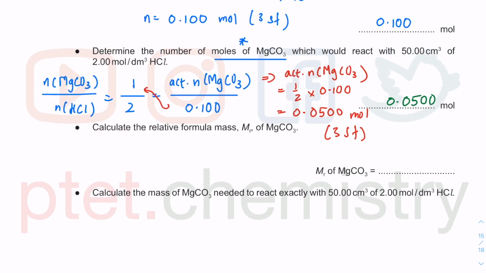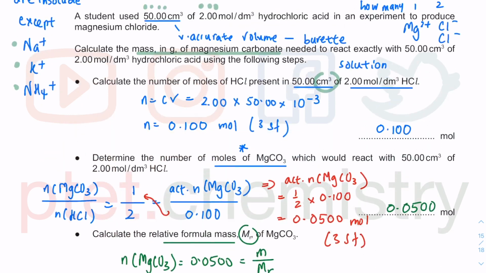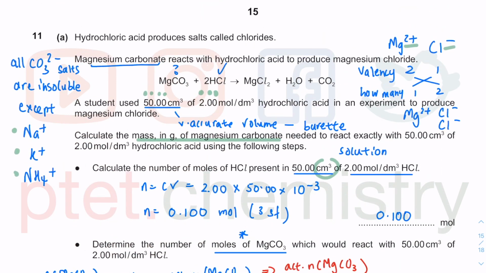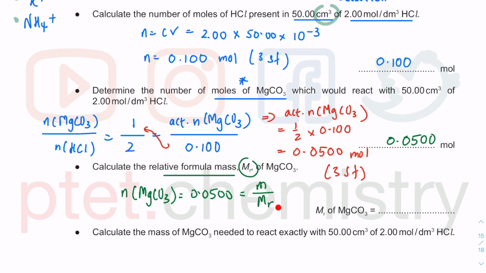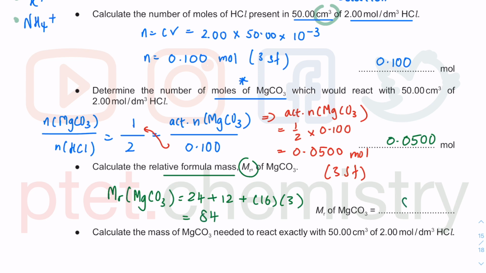Now calculate the relative formula mass, which is Mr. So we know the mole of MgCO3, which was equal to 0.0500. That's to do with the mass over the Mr. Do we know the mass? We actually don't know the mass yet, so we're just calculating the Mr. So I guess we can just use our periodic table. Mr of MgCO3, that is 24 plus 12 plus 16 times 3. Summing up the relative atomic masses from your periodic table, giving us 84.